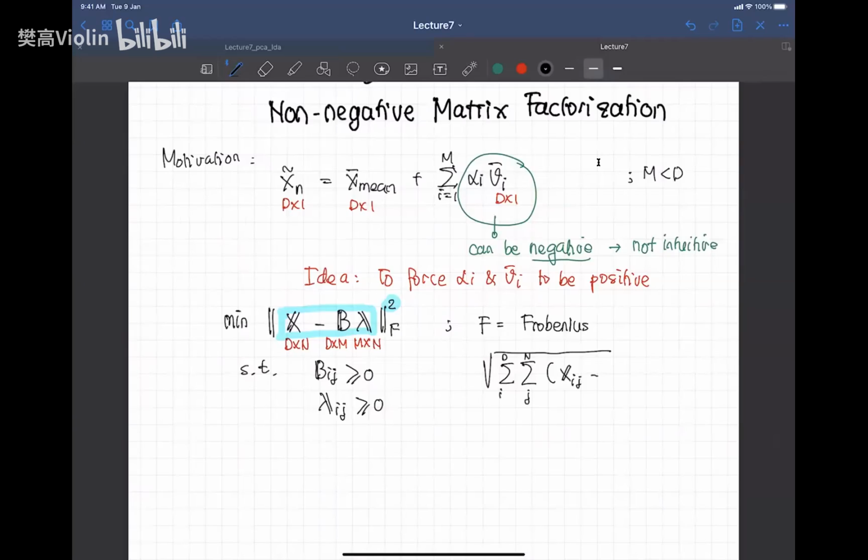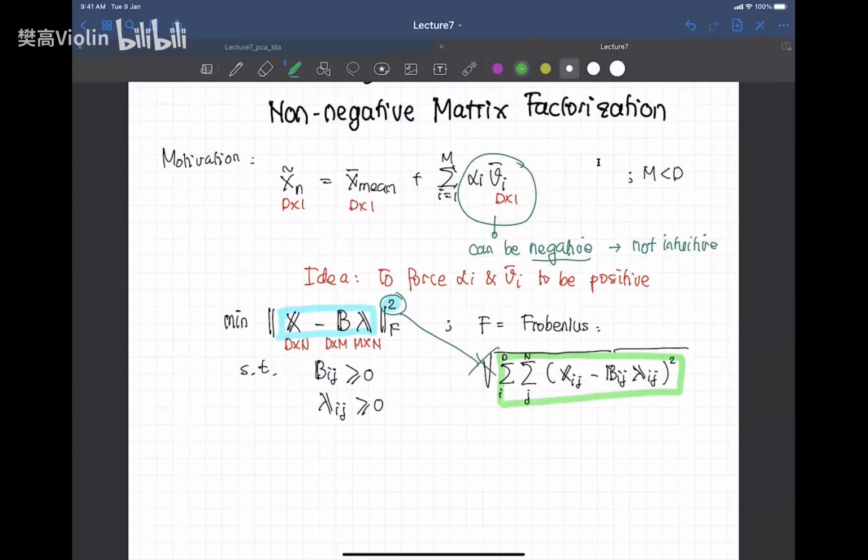Xij minus Bij multiplied by lambda Ij, right? Square. So this is basically the Frobenius norm. This is actually the definition of the Frobenius norm. And you square this means that you remove the square root. In the end, you only have the one that is inside, because the square root will be cancelled by the square. That's the meaning of this equation.